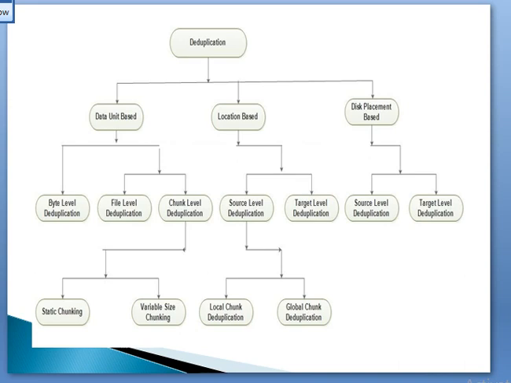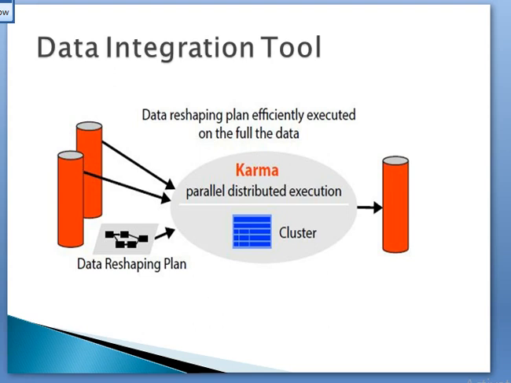Chunk level data deduplication is of two types: static chunking and variable size chunking. In static chunking, the data is divided into chunks of the same size. In variable size chunking, data is divided into chunks of variable size. This is the data integration tool. Karma is the data integration tool. It is used to cluster data from different types of data and convert it into one format of the data.